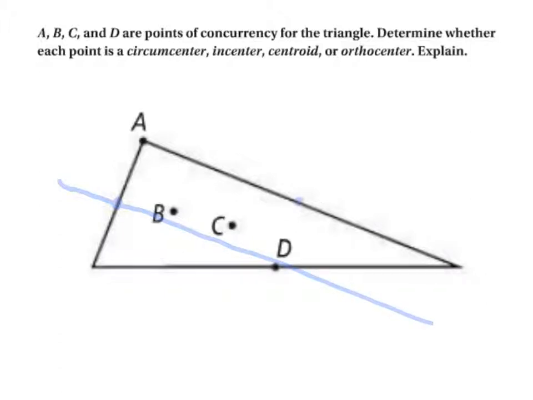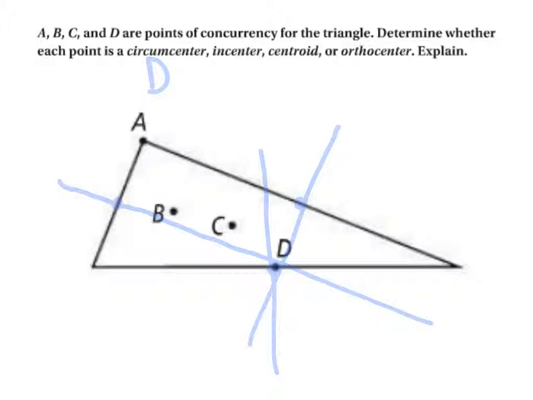I'd find the middle here, and I would drop the perpendicular. Find the middle here, drop the perpendicular, and look, they all intersect at D. So the circumcenter is D. And we did that for each one of them.